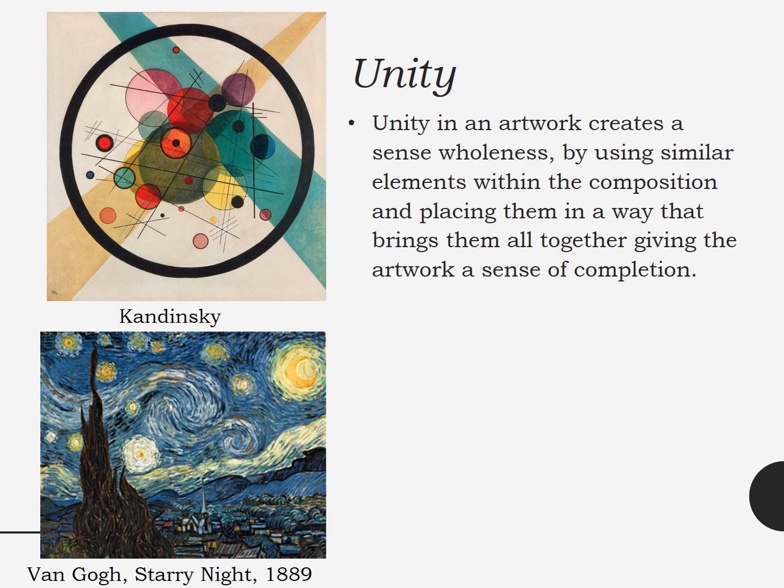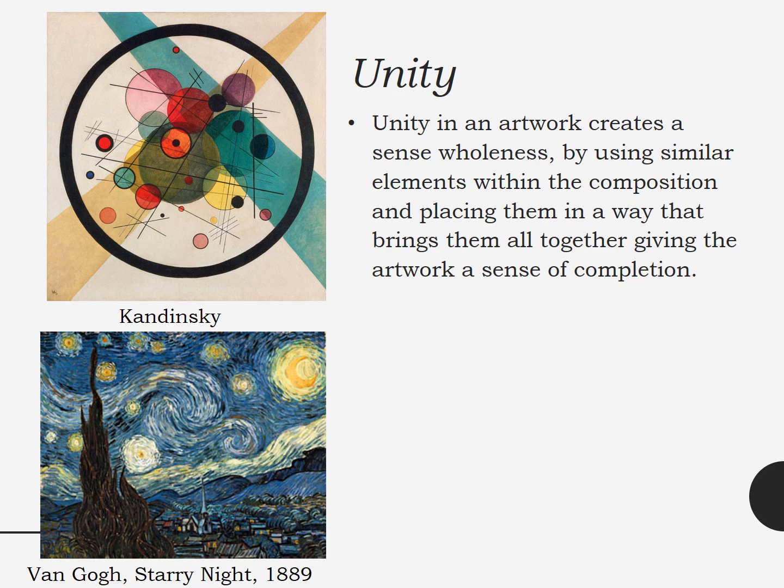All right, we are almost done. Unity. So unity in an artwork creates a sense of wholeness by using similar elements within the composition and placing them in a way that brings them all together, giving the artwork a sense of completion. So it feels like it all goes together. So I want you to take a look at these two works of art, and I want you to think in your head, how do these works of art feel like they go together? Or how does everything in the one work of art feel like it goes together?